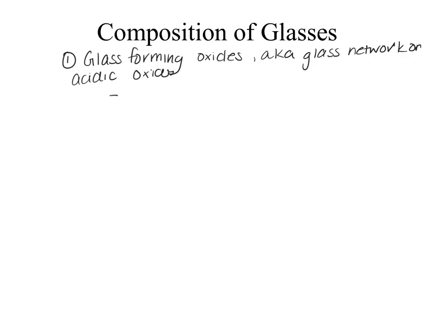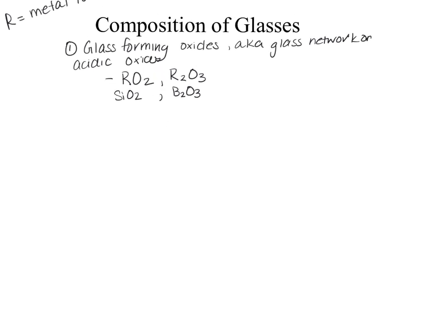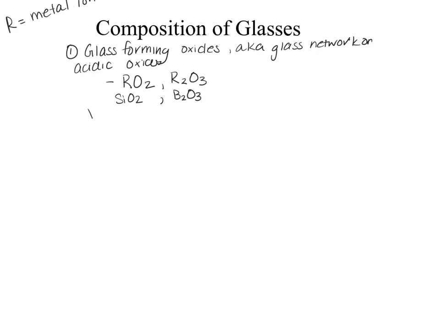And they have a generic formula, which would be RO2, where R is just some sort of metal ion, right? Or R2O3, and so examples would be SiO2, right? The other one would be B2O3, which is a boron there. So those are kind of the basis of our oxides. So these tend to be the major structural component.